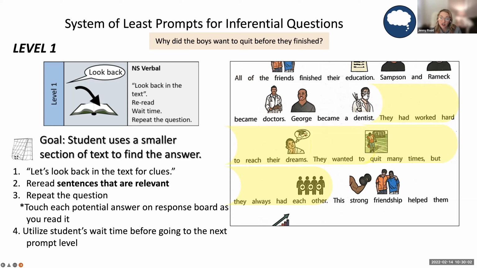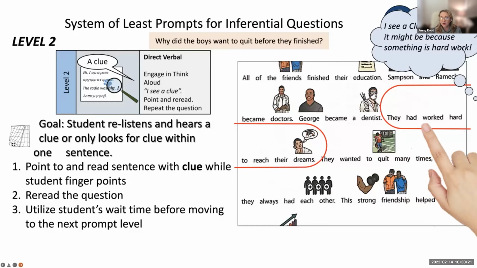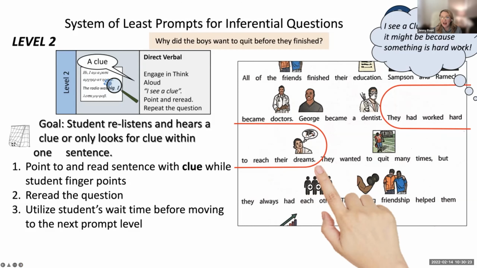They had worked hard to reach their dreams. They wanted to quit many times, but they always had each other. Now we say, I see a clue. So point and read the sentence with the clue while the student finger points, and then reread the question. So they had worked hard to reach their dreams. You could say, I see a clue. It might be because something is hard work.